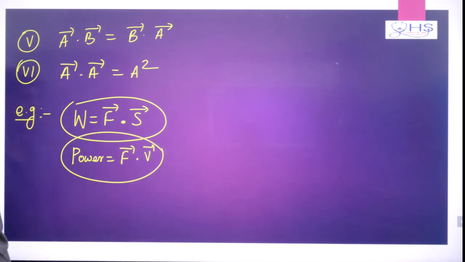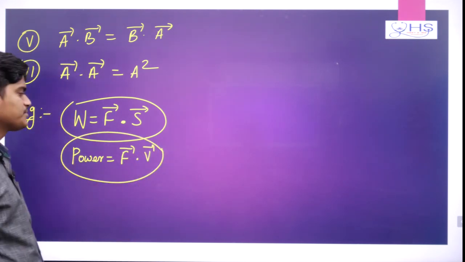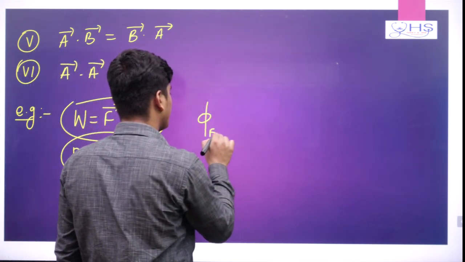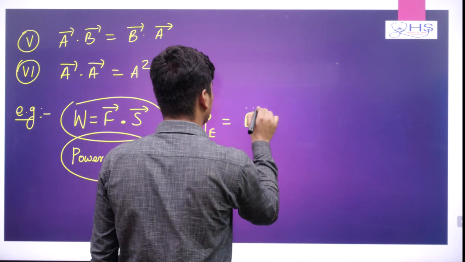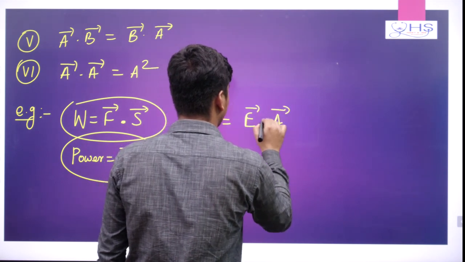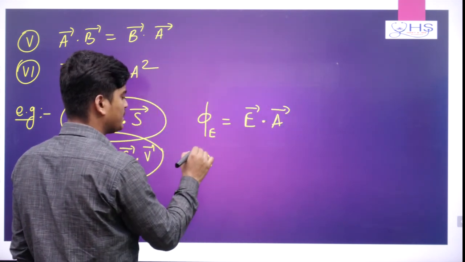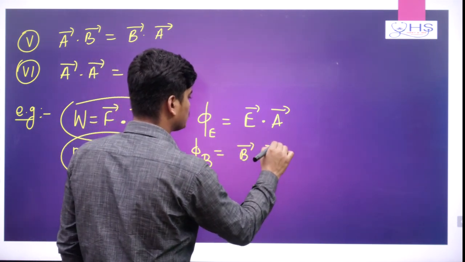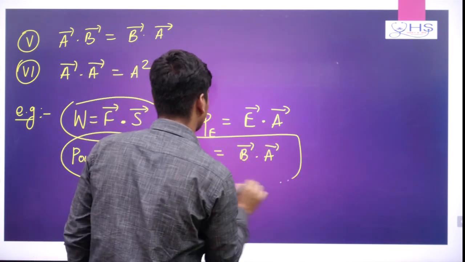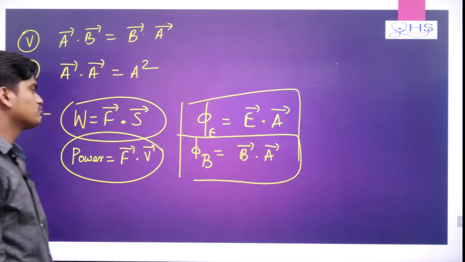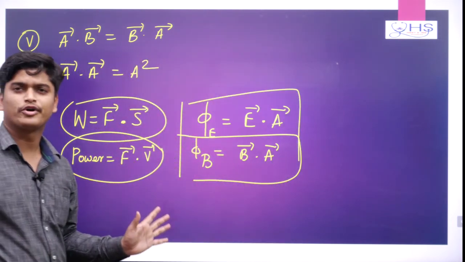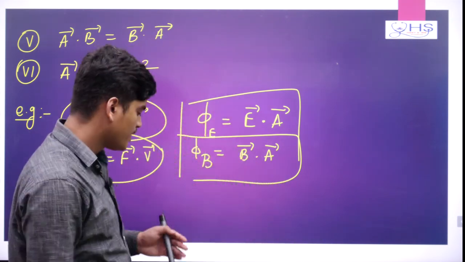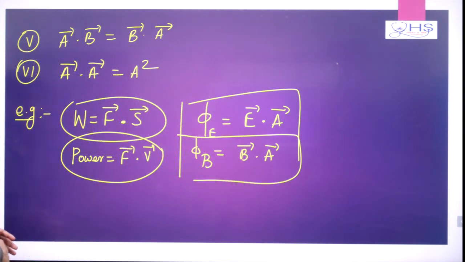So in this process the basic rule is not only here, there are many cases also. When you are finding electric flux, you will do E vector dot A vector. When you find magnetic flux, you will do B vector dot A vector. So the dot product has great importance, so you must remember this one. Not only one or two formulas, there are many formulas where we basically use the dot product.